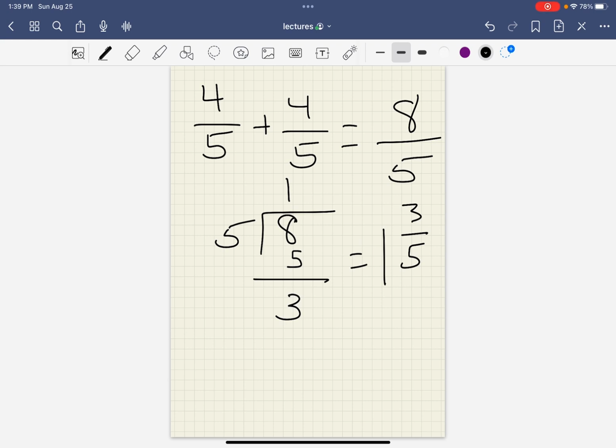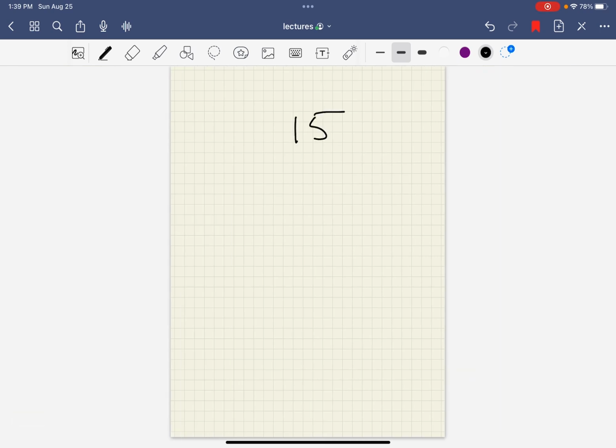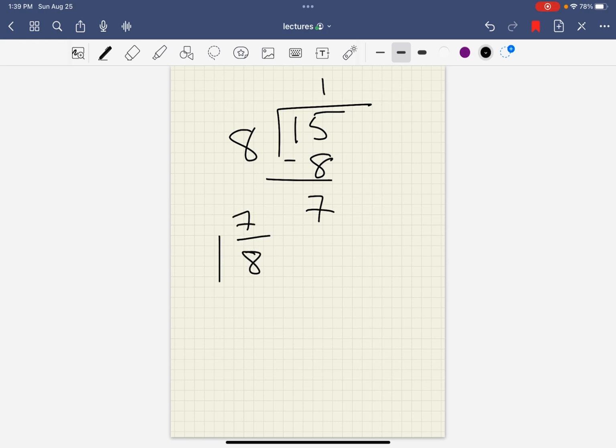The next one says to multiply 5/2 times 3/4. Nothing will cross cancel, excuse me. So we multiply straight across. 5 times 3 is 15 over 2 times 4 is 8. Again, that's an improper fraction. So we're going to take the 15 inside the box, the 8 on the outside of the box. So 8 goes into 15 once. 1 times 8, subtract. So that's 1 7/8.